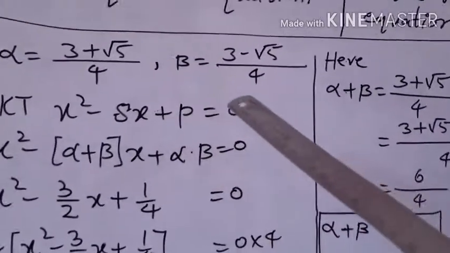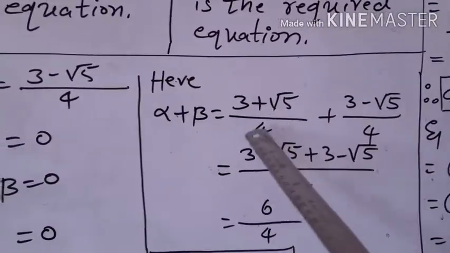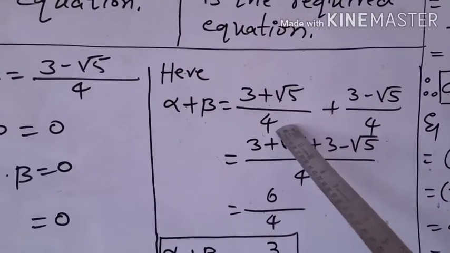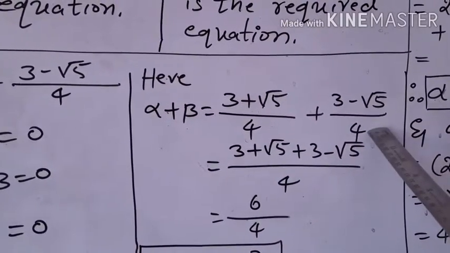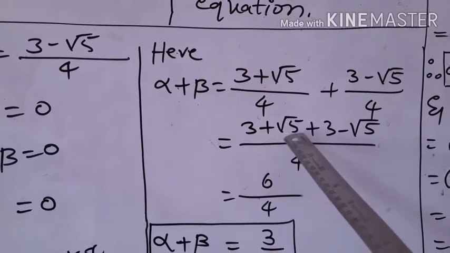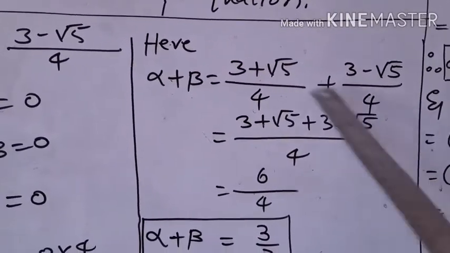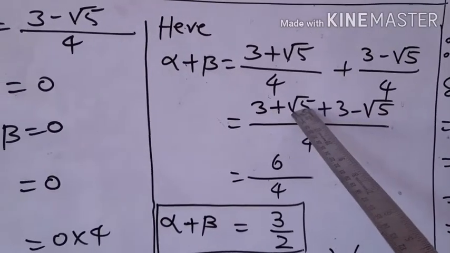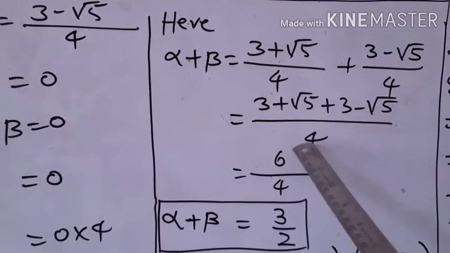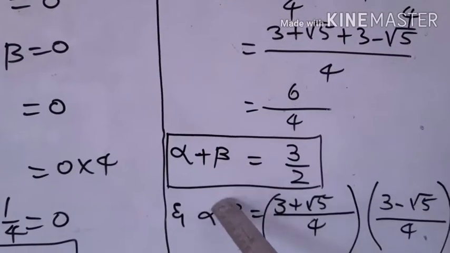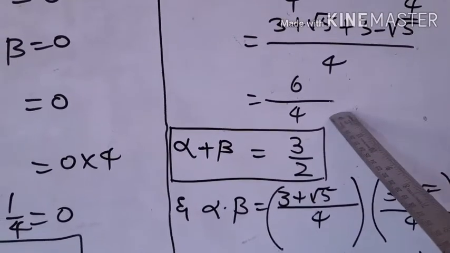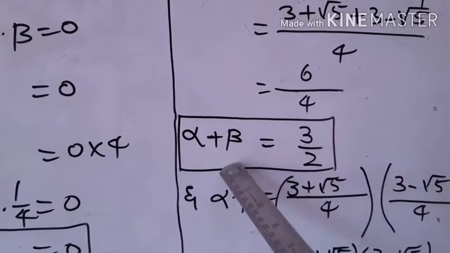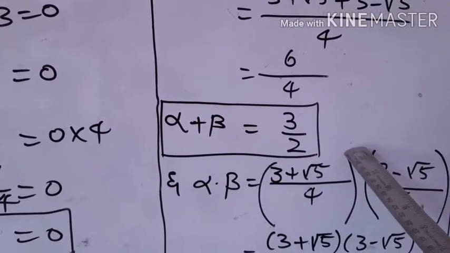Now, let me find alpha plus beta separately. See here, alpha plus beta is (3 plus root 5) by 4 plus (3 minus root 5) by 4. It is (3 plus root 5 plus 3 minus root 5) by 4 because the LCM of 4 and 4 is 4. Here minus root 5 plus root 5 get cancelled. 3 plus 3 is 6. 6 by 4. Thus alpha plus beta is equal to 6 by 4. 6 by 4 means 2 2s are 4, 2 3s are 6. Thus alpha plus beta is equal to 3 by 2.